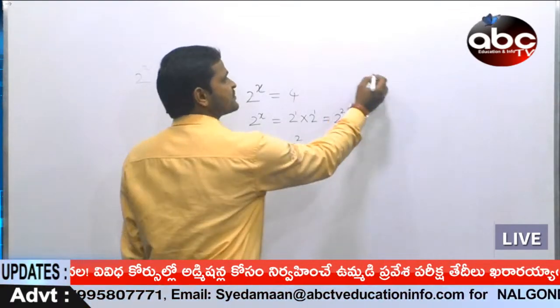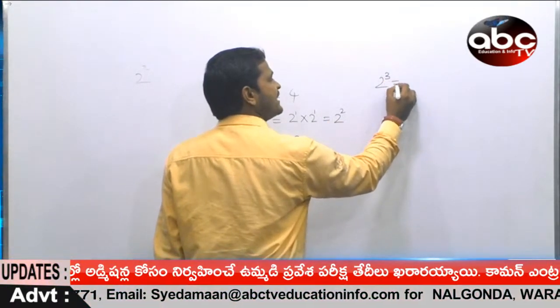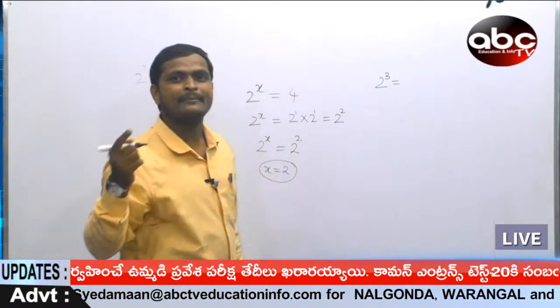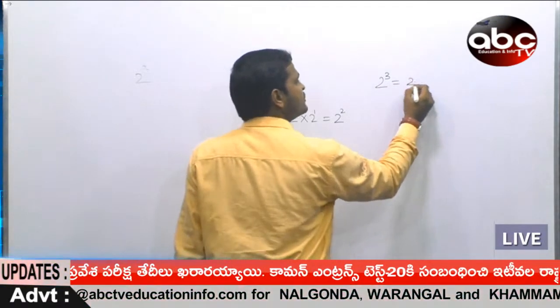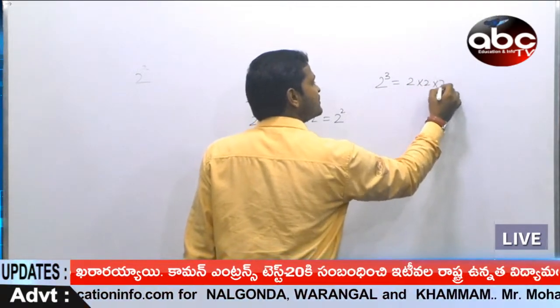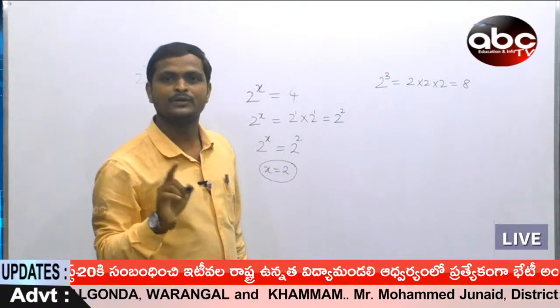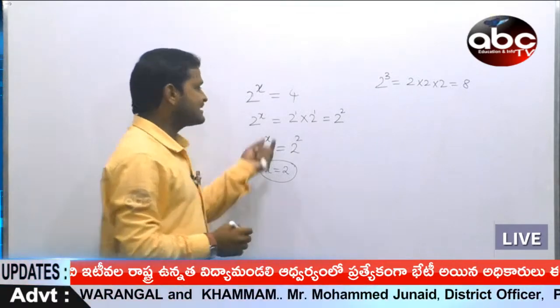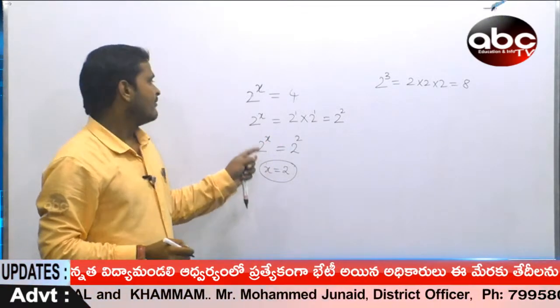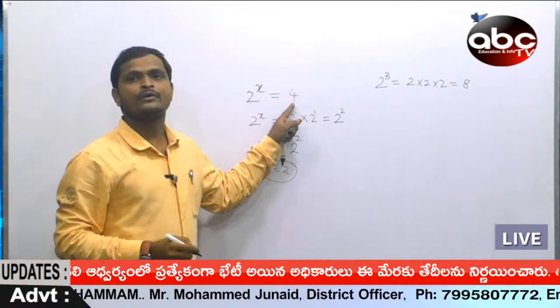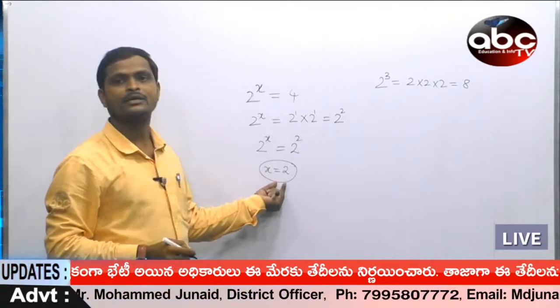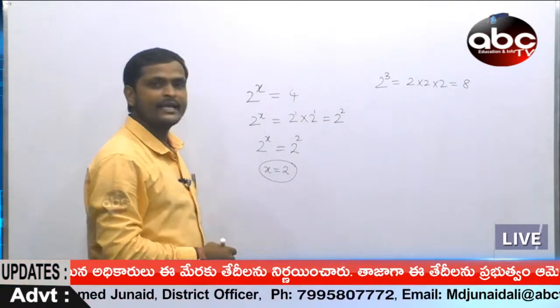For suppose 2 cube, what is the meaning? 2 is multiplied 3 times, means 2 into 2 into 2. What is the answer? 8. 2 to the 4 is 16. See, is it clear, students? Very simple. When 2 power x is equal to 4, what is the value of x? x is equal to 2.